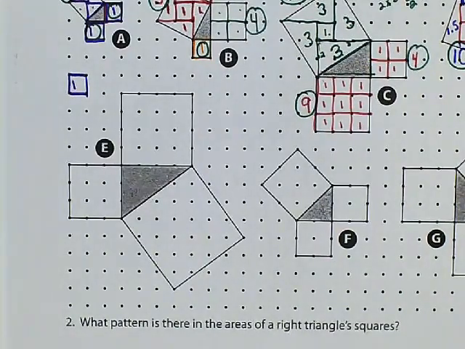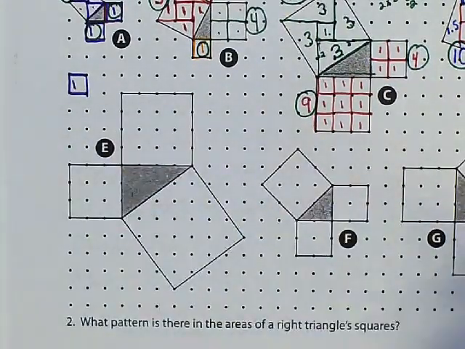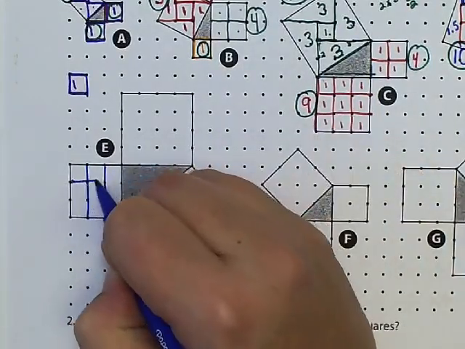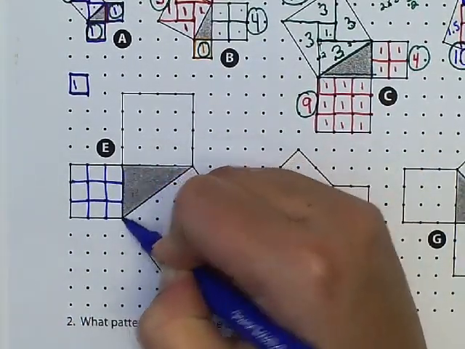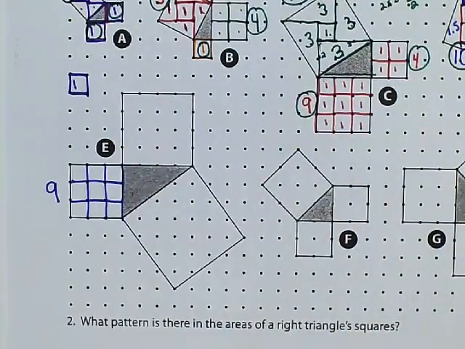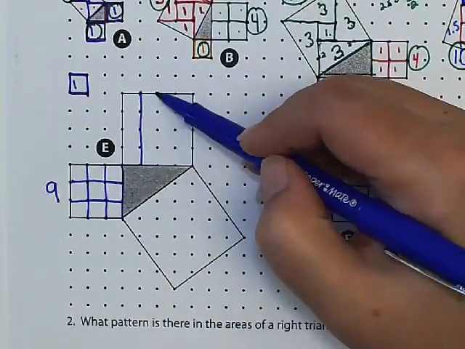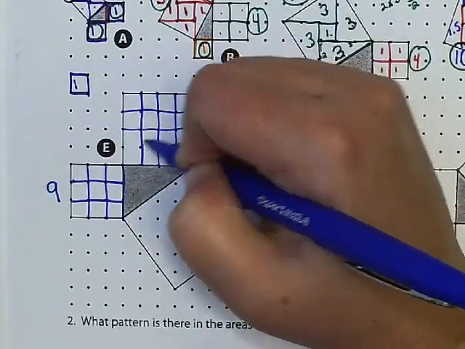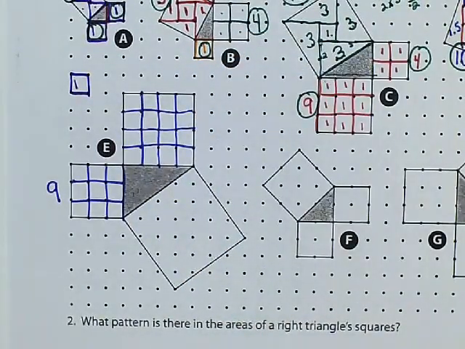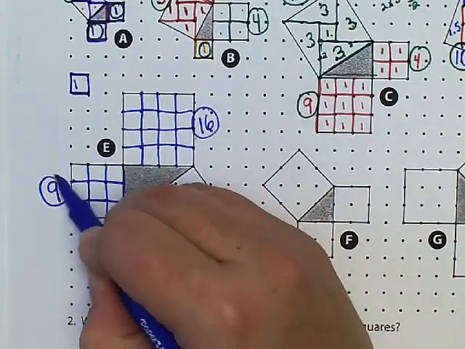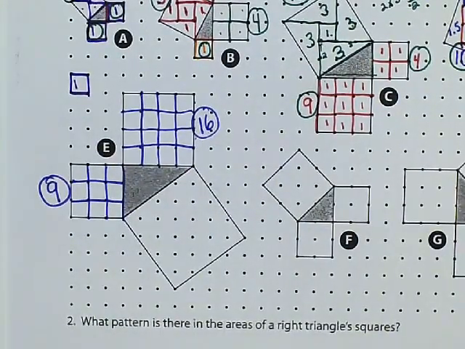All right, so you should be done with E by now. So let's look at this one first. This one should have been easy for you. This is the leg right here. So we want to find the area. So we should have gotten 9 for this one. Then the other leg should have been easy. So what did you get for this one? It's a 4 by 4, so you should have gotten 16. So we got this one. We got this one. Now we've got to figure out the big one.